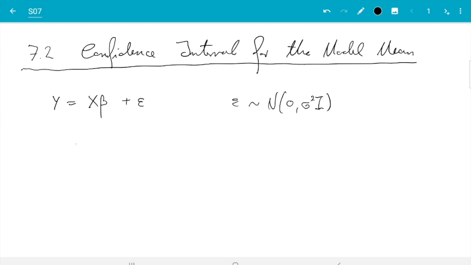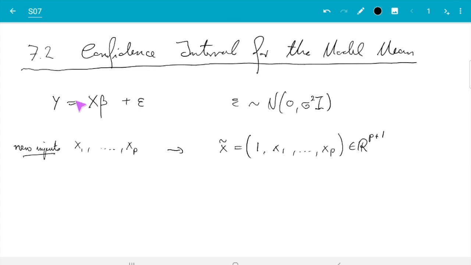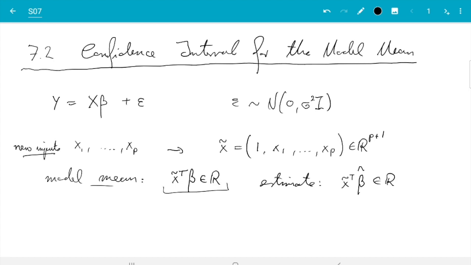And instead I want to say I have new values x1 up to xp. And I want to take the model mean corresponding to that. So what I do is I define x twiddle to be the vector of these values plus a 1 for the intercept. So 1, x1 up to xp. So that's a vector in R^(p+1). And then to get the model mean corresponding to this x, we need to treat this like we treat the rows in that X. So the rows are flipped over vectors and multiplied to the beta. So the model mean is then x tilde transpose beta. And our estimate for the model mean, you can guess, is x tilde transpose beta hat, since beta hat is the estimate for beta. Good, so that's both numbers.